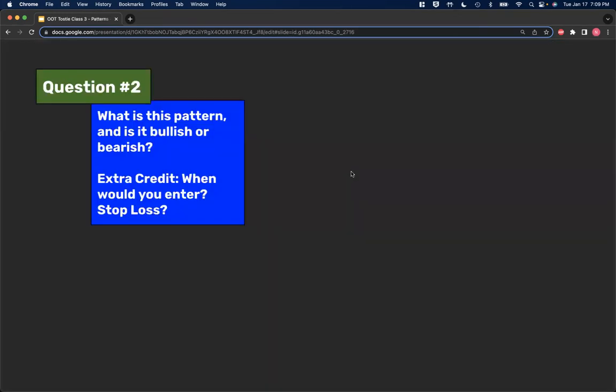But yeah, let's see. I don't remember what this question is. Let's try and do this question. I think maybe it'll be a little bit more hard because I blew through everything really quick, but let's see. So same thing as last time. What is this pattern and is it bullish or bearish? And same thing, extra credit, when would you enter and what would your stop loss be? This is going to be the last thing that we wrap up with tonight.